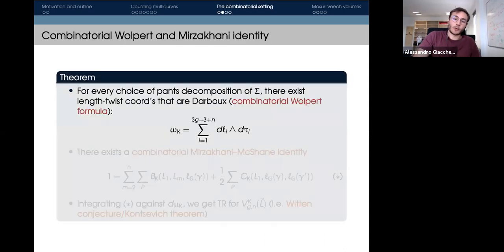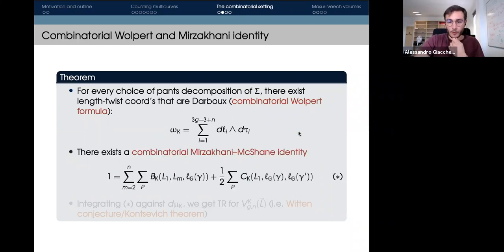So what we were able to prove is that in this case, for every choice of Penner decomposition of your surface, there exist some length and twist coordinates that are Darboux for the Kontsevich form. And so this is a combinatorial version of this Wolpert formula.